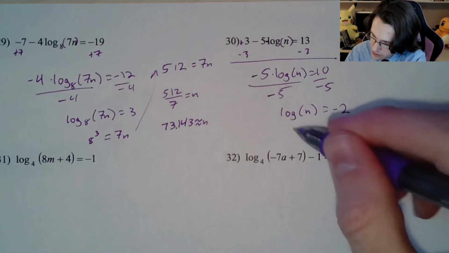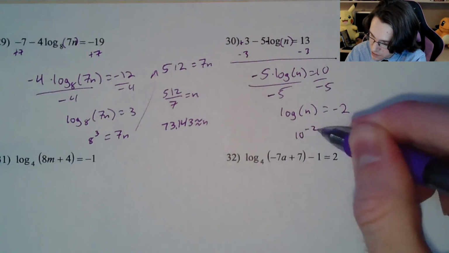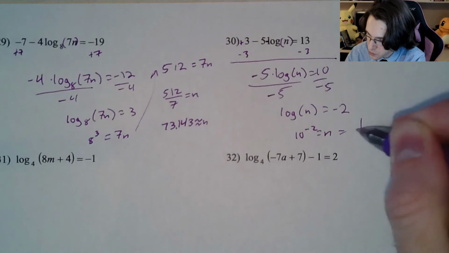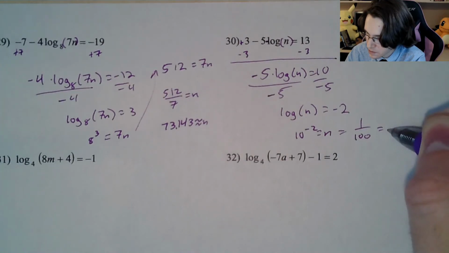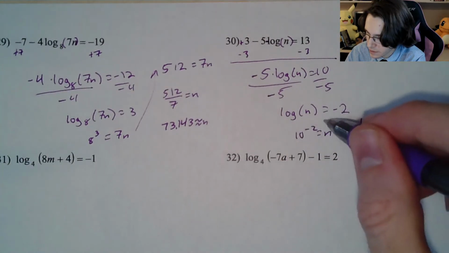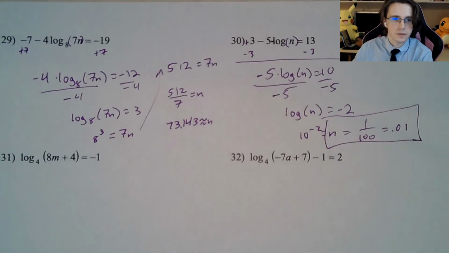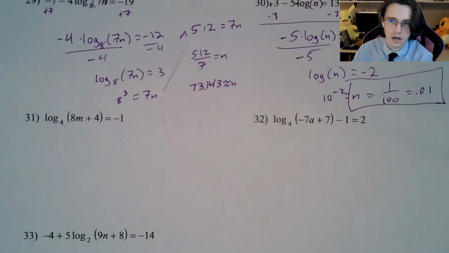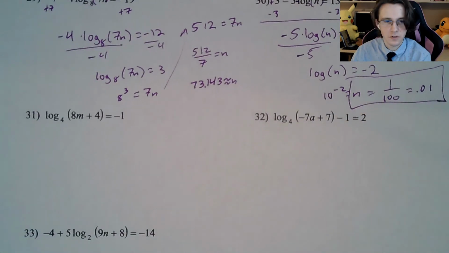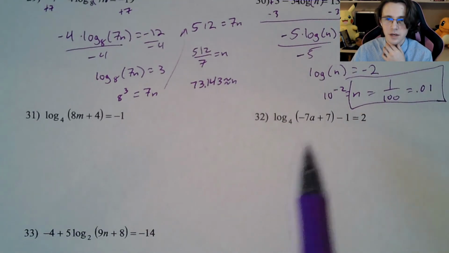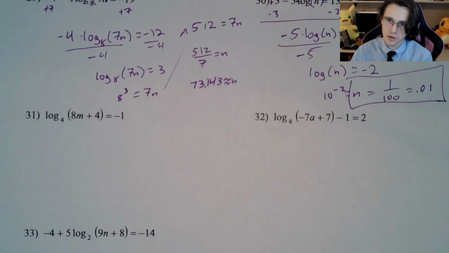So again, invisible base of 10, so 10 to the -2 is equal to n, which is 1 over 100, or 0.01. Continuing on, and again, you can use a calculator for that 10 to the -2 if you'd like to, but the idea is powers of 10, you just add those zeros with a negative exponent, makes it a fraction.